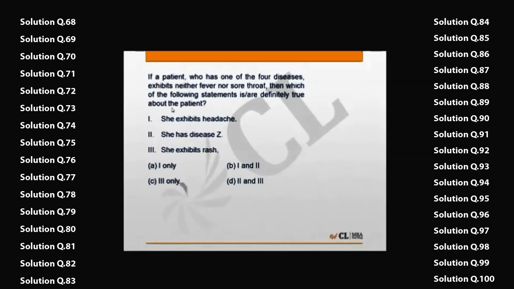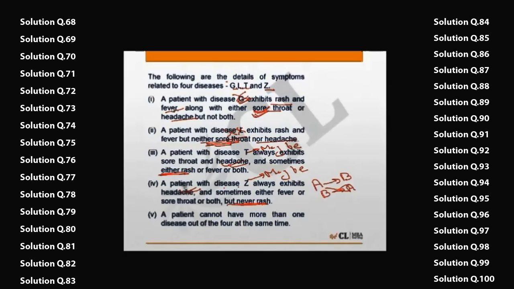So let's move to the next question. If a patient who has one of the four diseases exhibits neither fever nor sore throat, then we have to determine, of the given three things, what all are correct. And I repeat that this person does not exhibit either fever or sore throat. Alright, so we shall come back to the conditions.